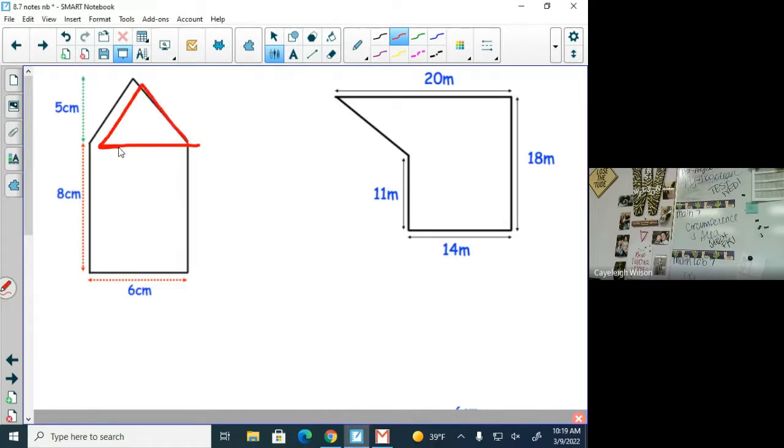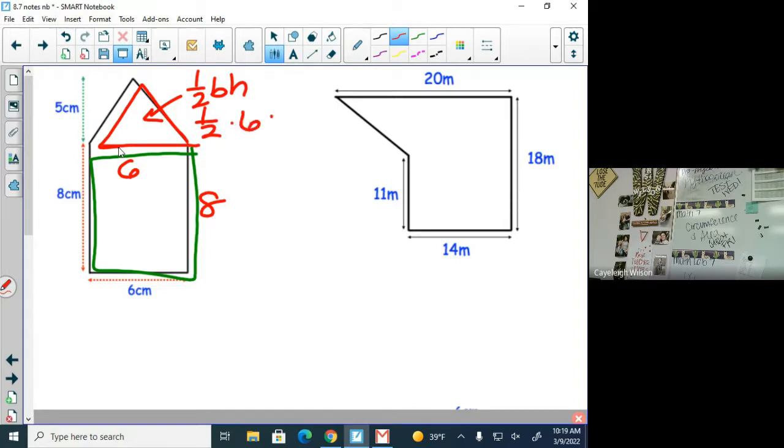So this is my triangle, and this is my rectangle. I'm going to calibrate. All right, so on a rectangle, if this is 6, so is this. If this is 8, so is this. So looking at my triangle, the area is 1/2 base times height. What's the base of my triangle? 6, right there. What's the height of my triangle? 5. So 1/2 times 6 times 5 is 15.